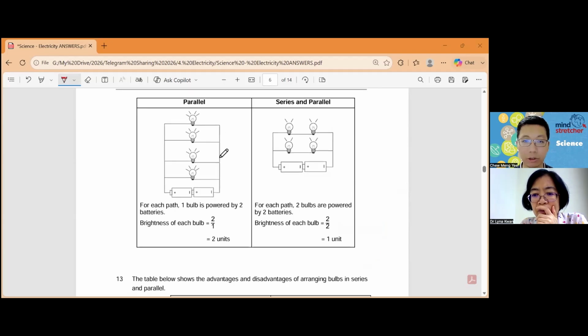Let's move on. This is just another example, which we have tried just now. Let's go through this again. In this parallel one, I have 4 light bulbs with 2 batteries. For each of these paths there's only 1 bulb, so 2 over 1, that's it. But the one on the right is a bit more complicated, though this is also in the syllabus and it can be tested. I have 2 batteries and two bulbs in each path, so 2 over 2, 1 unit. So each of these is 1, 1, 1, 1, compared to the one on the left, where all these are 2, 2, 2, 2. I want to make sure you all know how to use this formula.